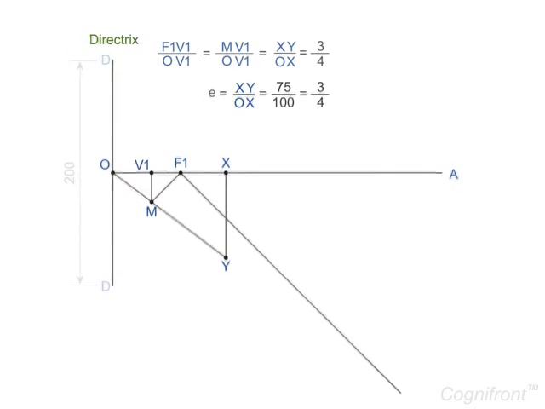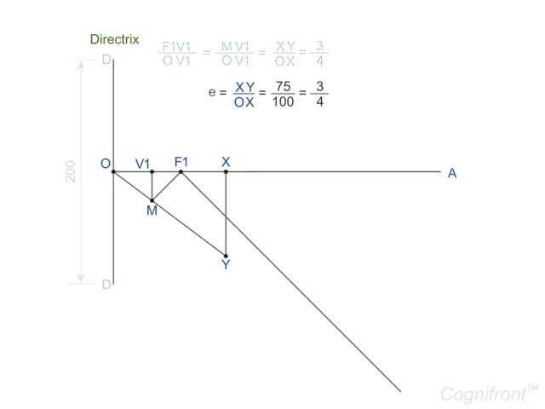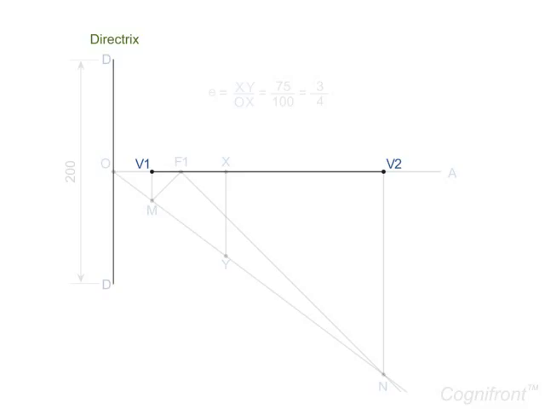From focus F1, draw another line at 45 degrees to meet the extended line OY at point N. From N, draw a line perpendicular to meet the axis OA at V2. V2 is the second vertex of the ellipse. V1V2 is the major axis of the ellipse.